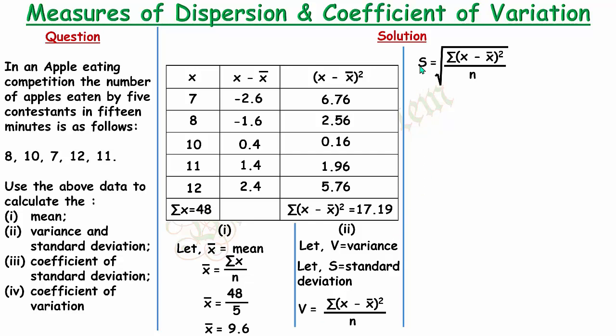In a situation where you don't have the variance but you have the standard deviation, how do you get the variance? Just square the standard deviation. The square of the standard deviation will be equal to the variance. Okay, so I will find the variance first.